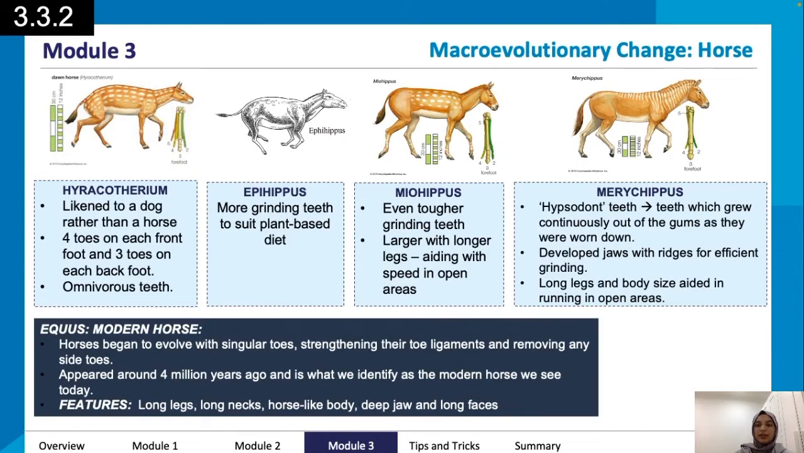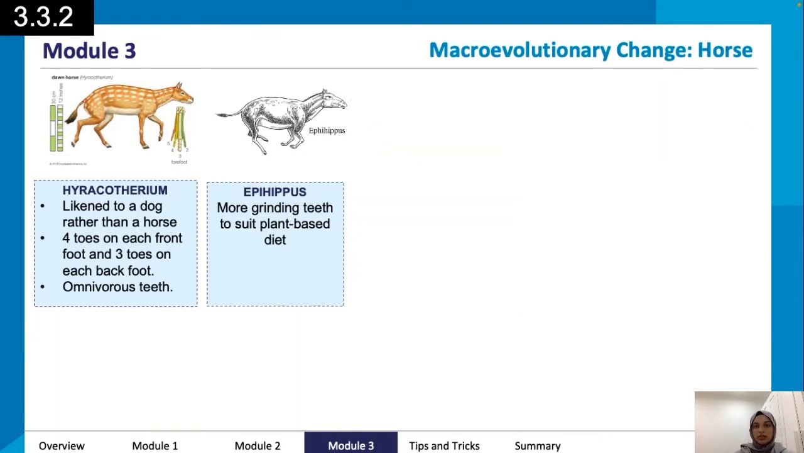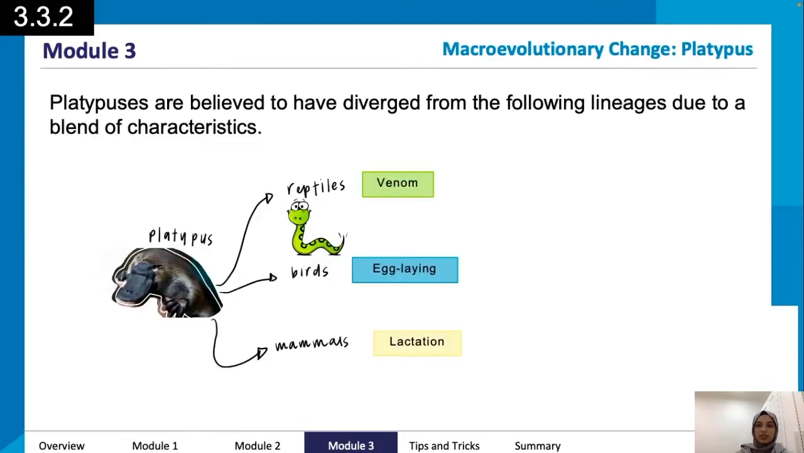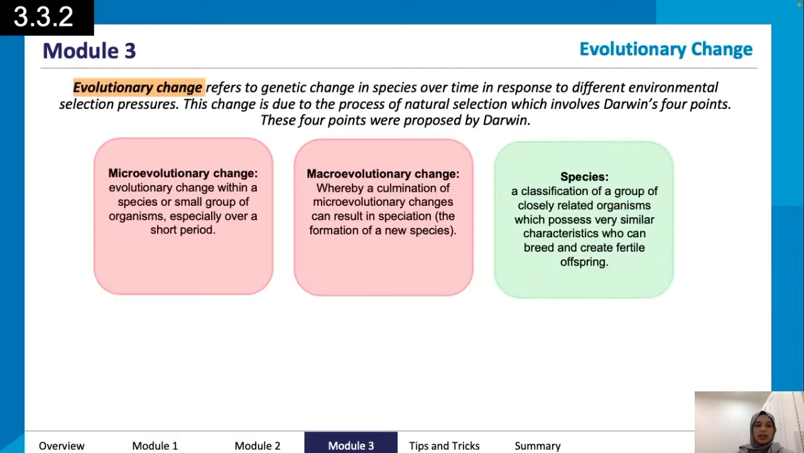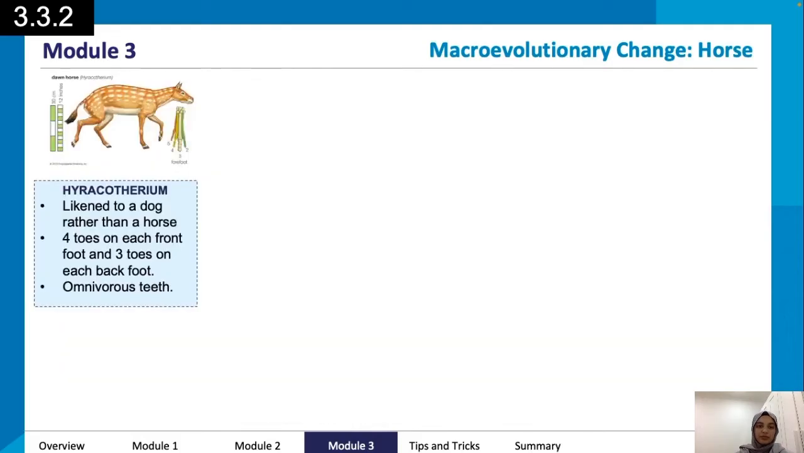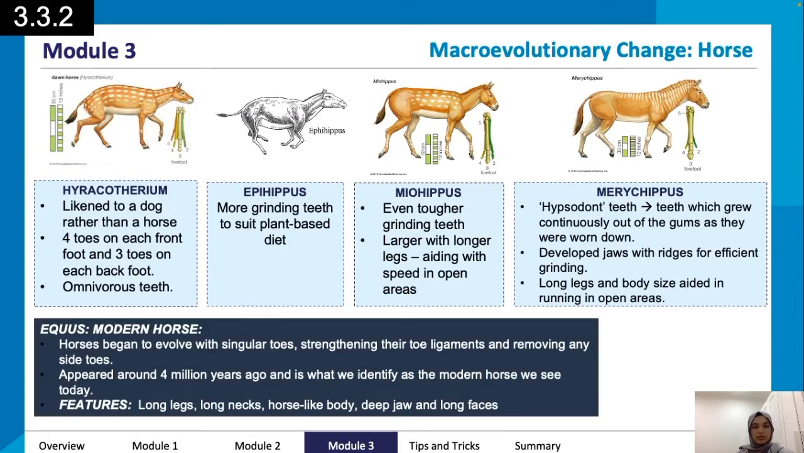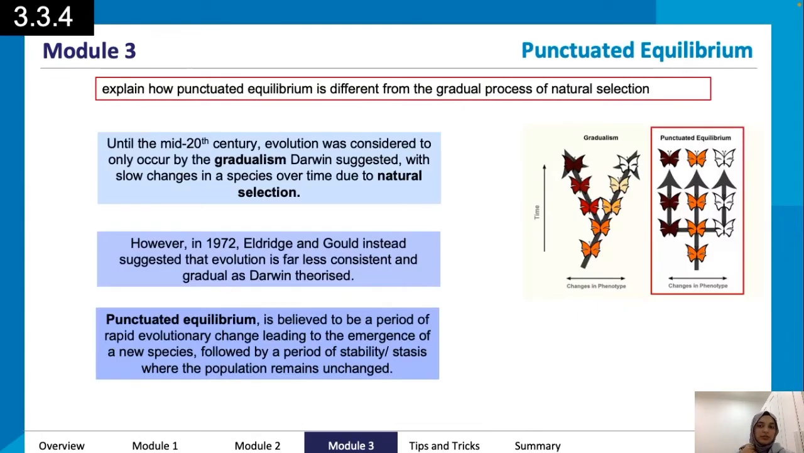So that is the macroevolutionary change of a horse, and then we saw the macroevolutionary change of the platypus as well. So this idea of lineages and the different characteristics being developed and put into that new fertile animal. And we saw it with the horse. Now we're going to move on to punctuated equilibrium.